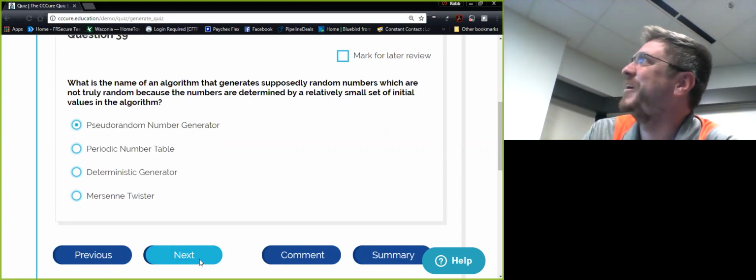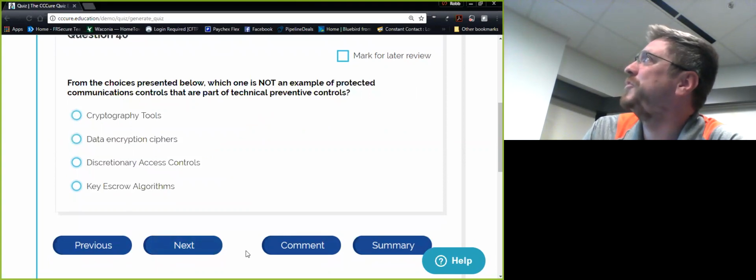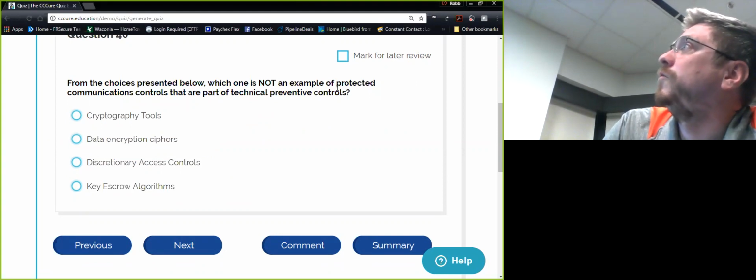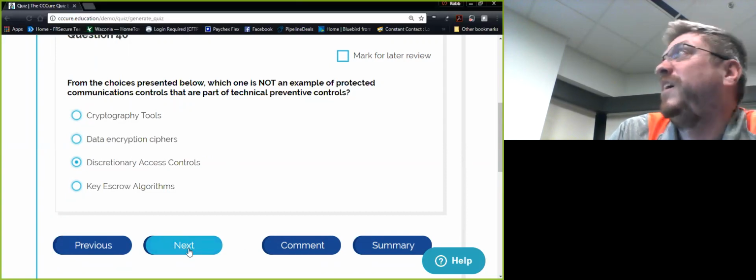All right, pseudo-random. From the choices presented below, which one is not an example of protected communication controls that are part of technical preventative controls? Wow. Not an example of protected communication. Well, okay, part of technical preventative. Well, it could be, yeah, so discretionary access, because that's not going to be a communication control. Not really technical, is it? I mean, it's more of an administrative control. All right, I'm going to go with that one. Yeah, why not? It's getting late.